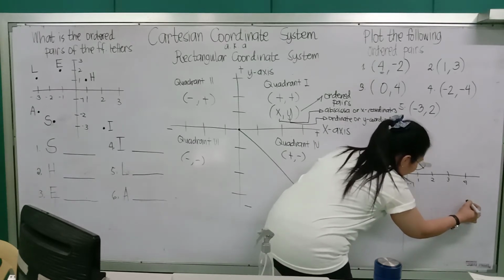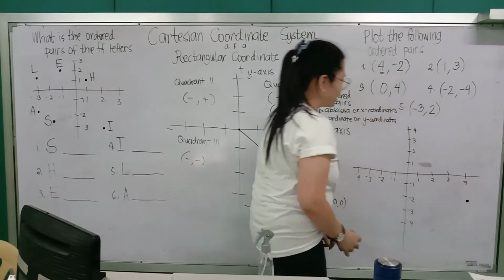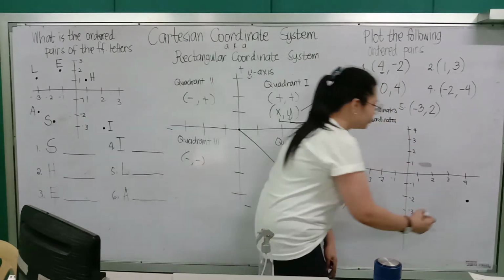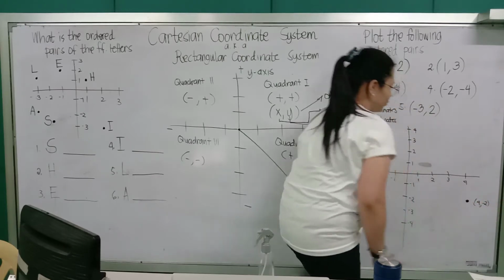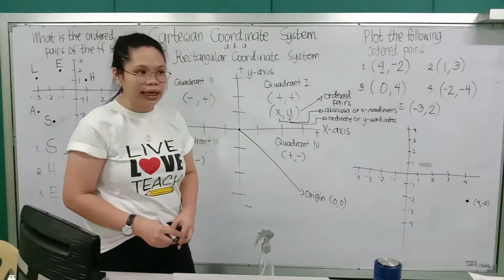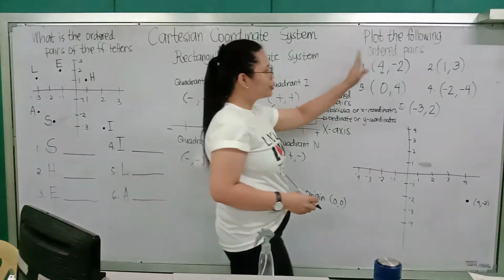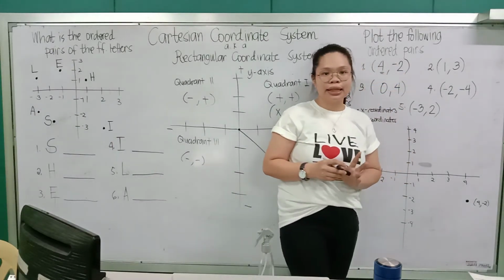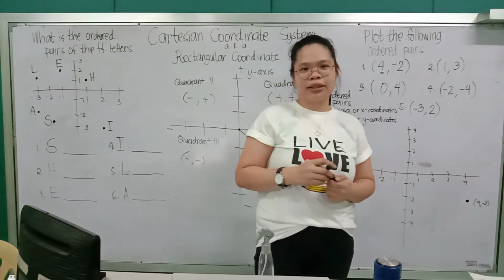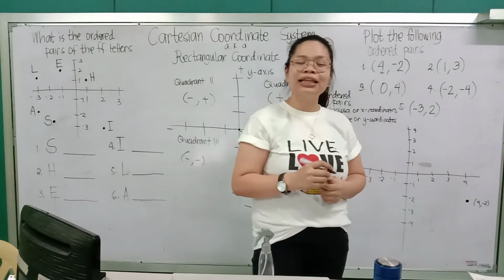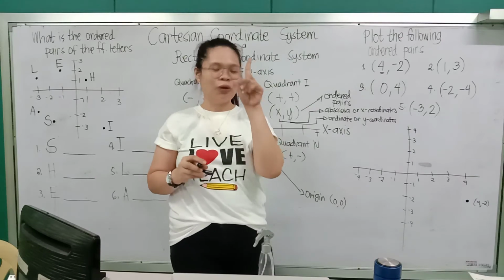Alright. So, dito po natin ilalagay yung ordered pair, which is 4 and negative 2. So, dyan po naka-located yan. Next, number 2, we have 1 and 3. Anong quadrant sila malulocate? Very good. That is quadrant 1.